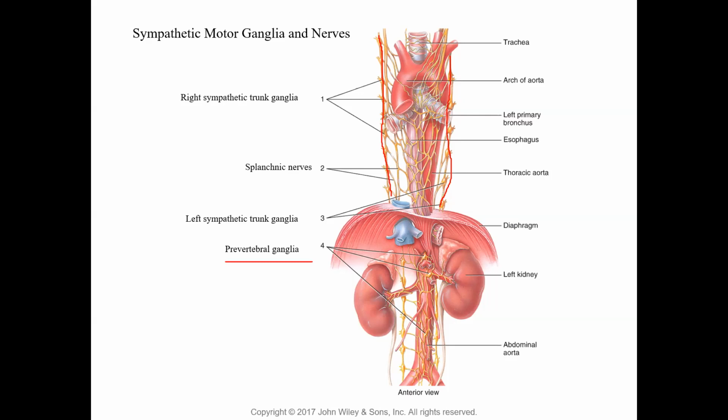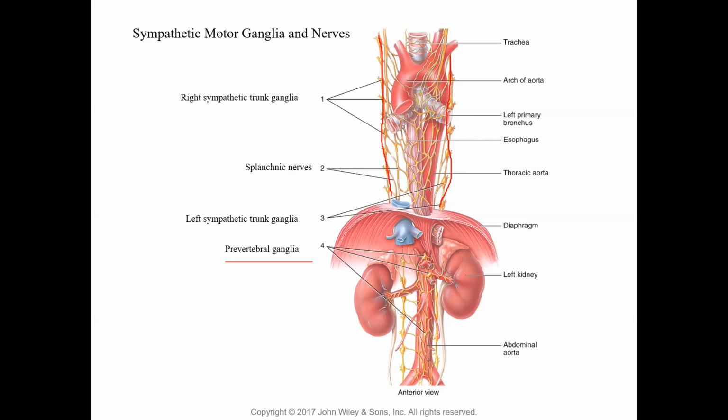So again, just making sure we've got all this covered. Number one was your right sympathetic trunk ganglion. Number two is the splanchnic nerves. Splanchnic nerves are the ones that are still preganglionic fibers. They did not synapse in the sympathetic ganglion, and the postsynaptic fibers innervate structures superior to the diaphragm. And then number three is the left sympathetic trunk ganglion.